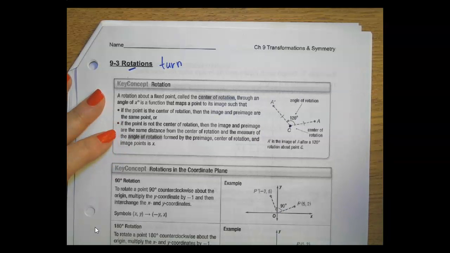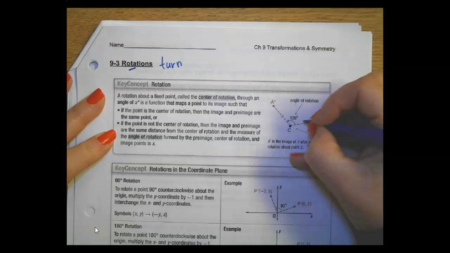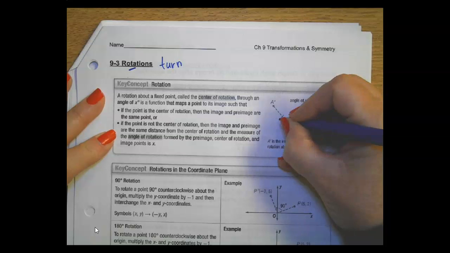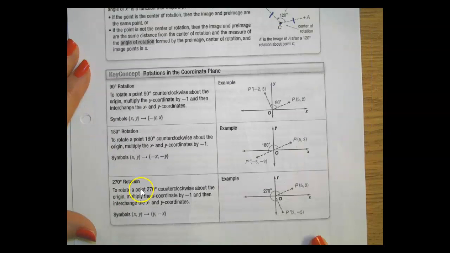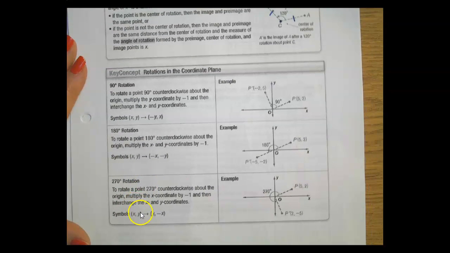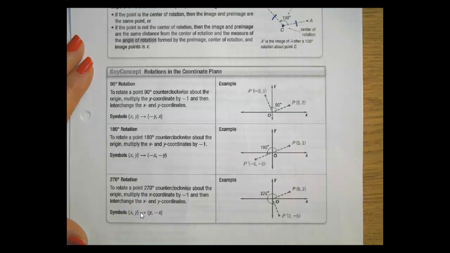Okay? If the point is not the center of rotation, then the image and pre-image are the same distance from the center of rotation, and the measure of the angle of rotation formed by the pre-image, center of rotation, and image points is x. So what they're saying, so this side and this side again are the same length. So let's see this in action. This one has rules, and I think the rules are going to be very helpful. So if you have a highlighter, I highly recommend it.